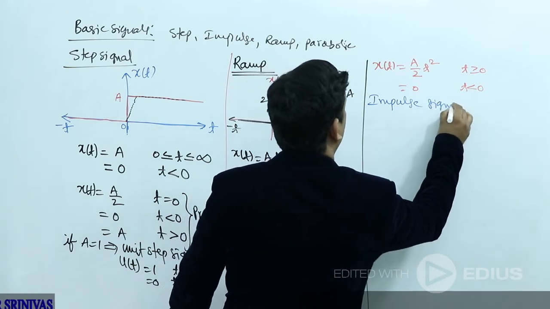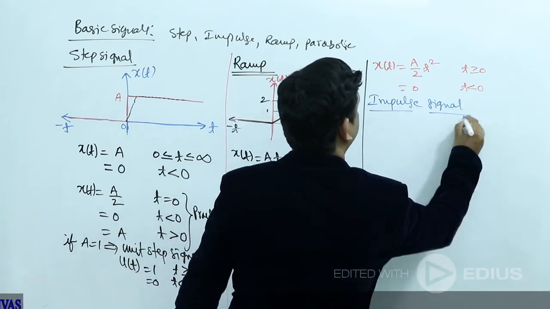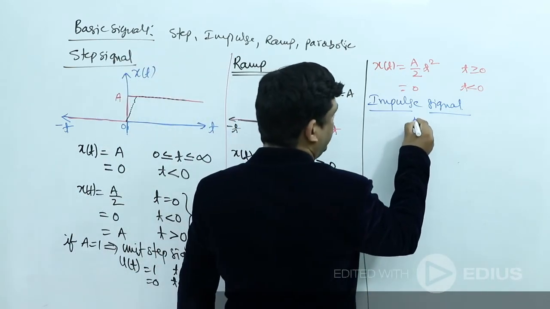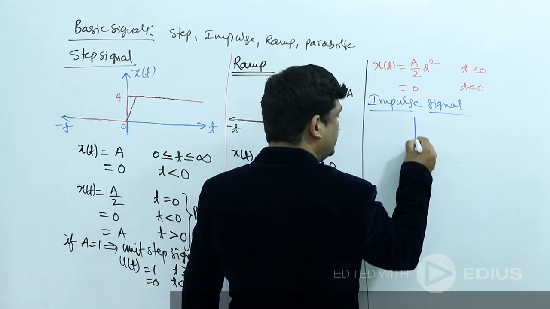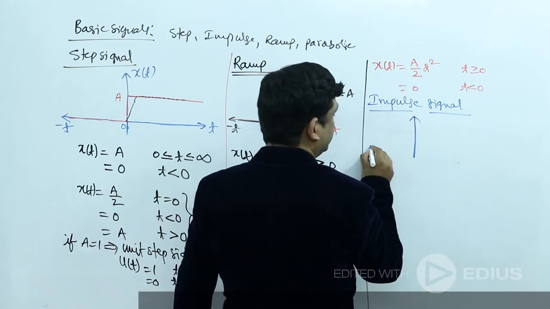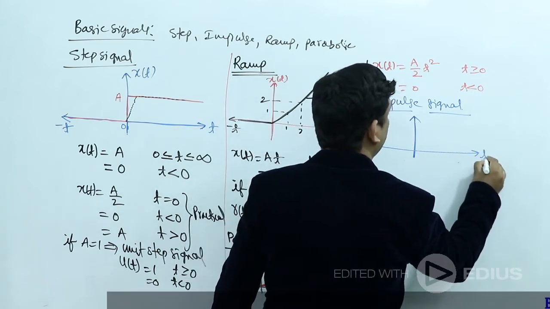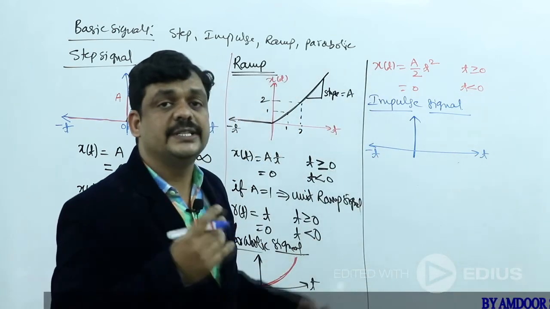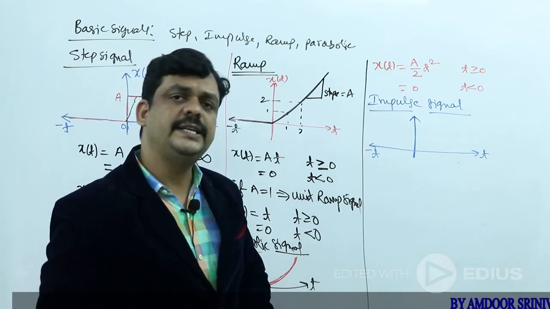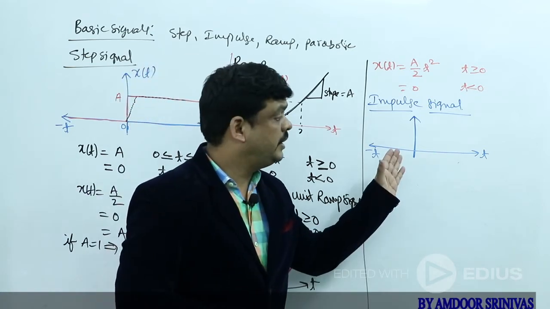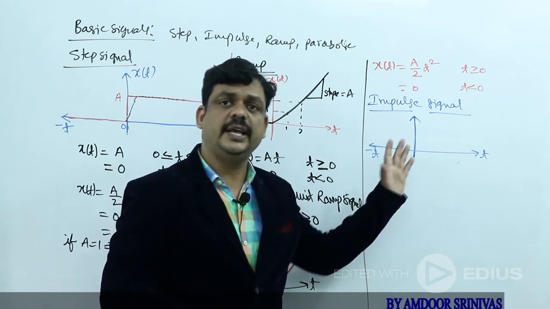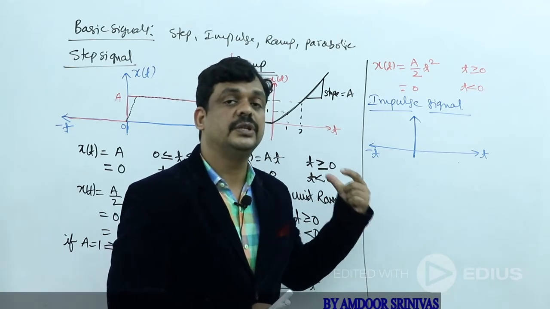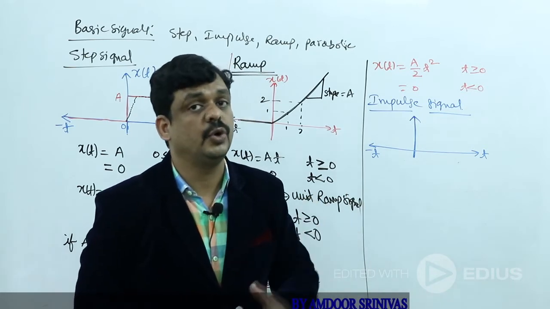Impulse signal or impulse function. See, exactly at t is equal to 0, this function is defined. At t not equal to 0, it is not defined. T not equal to 0 means t is positive or t is negative, right? T greater than 0, t less than 0, that comes under t not equal to 0.